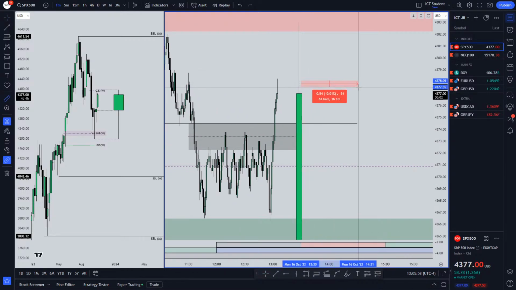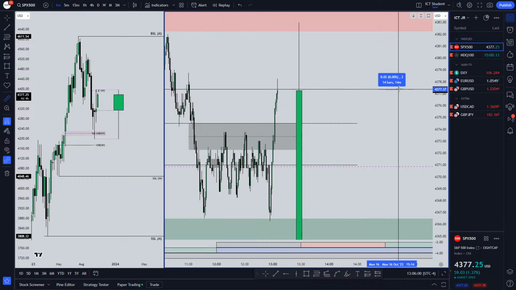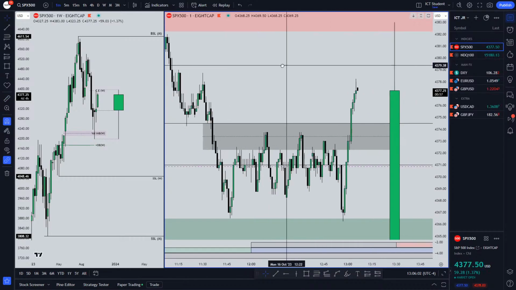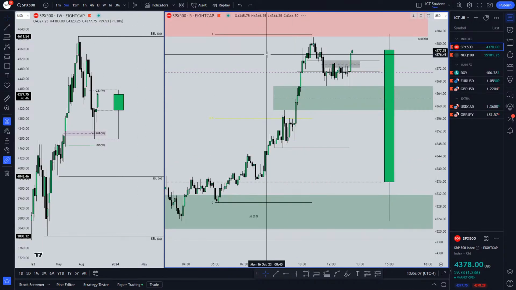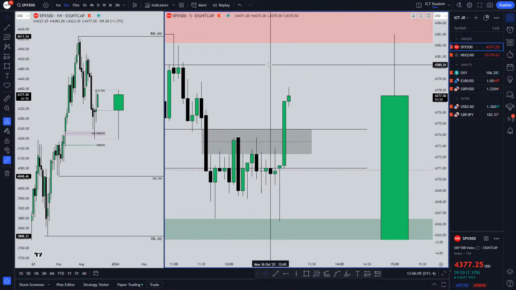I think this is gonna be accumulation here. Then we're gonna have manipulation after that. I feel like it's XAMD, not AMDX right now. This is the only problem I have with quarterly theory. I'm not able to identify which one it really is.